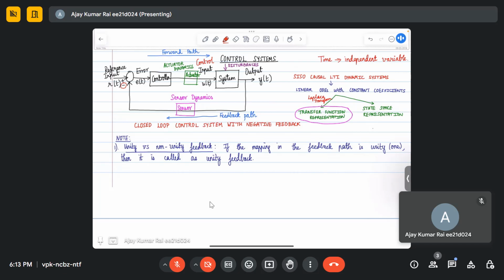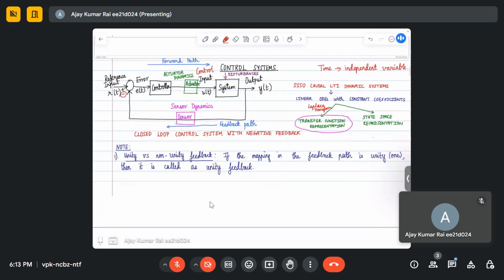Linear ODEs. If you try to get the mathematical equations of this system, since we have a time invariant system, you'll get linear ODEs, ordinary differential equations with constant coefficients. And how to solve those? You'll get a transfer function and a state space representation. In this course, we will be focusing on the transfer function representation.